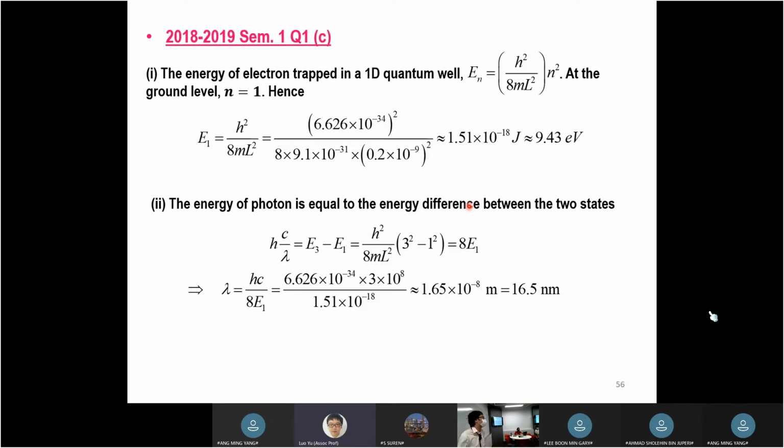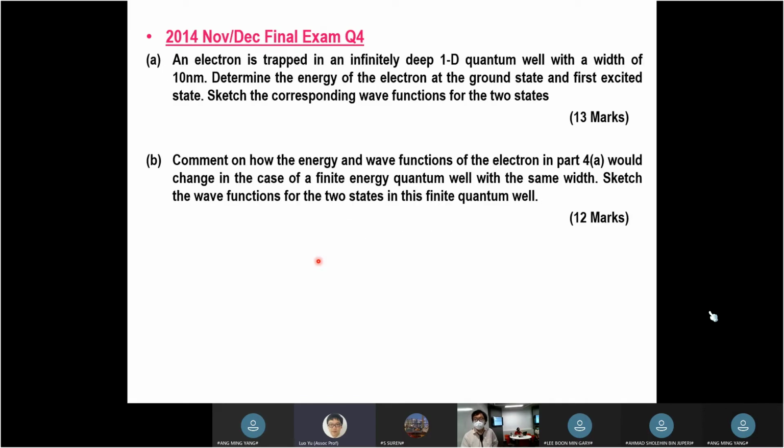Okay. So one is to directly calculate the energy and then find out the energy level difference and equate that to hc divided by lambda, similar to what we did in the hydrogen atom, okay, to get the wavelength. So the second part will be more difficult, but you can say the 25 marks are still very easy to get. So here we have an electron trapped in an infinitely deep, one-dimensional quantum well with a width of 10 nanometer. I want you to determine the energy of the electron in the ground and the first excited state. First excited state again is N equal to 2. And then sketch the corresponding wave function. Then the second part is more difficult. Okay.